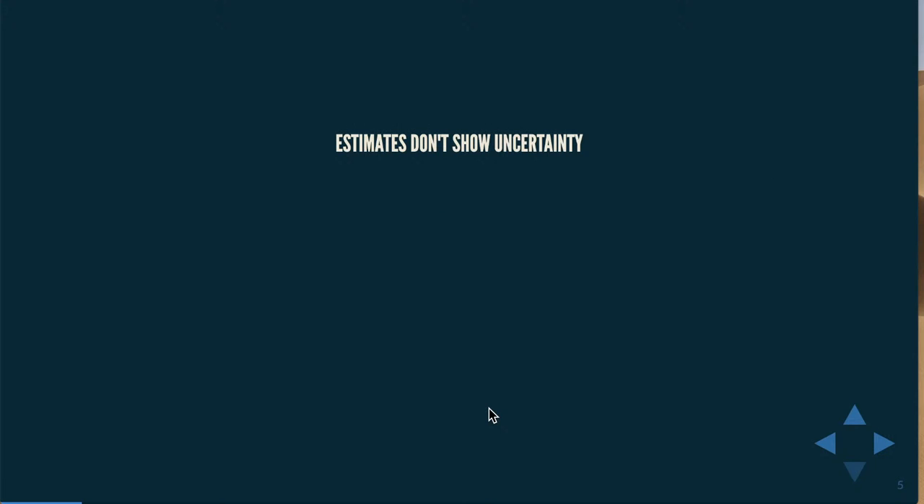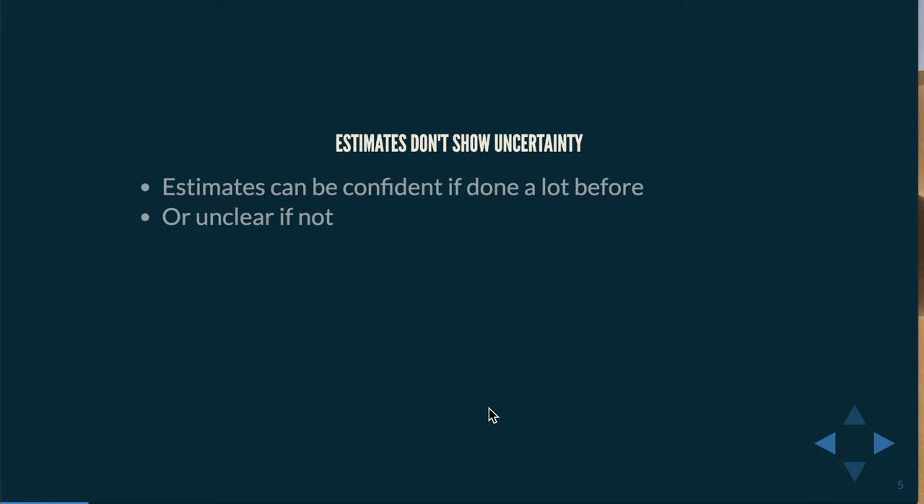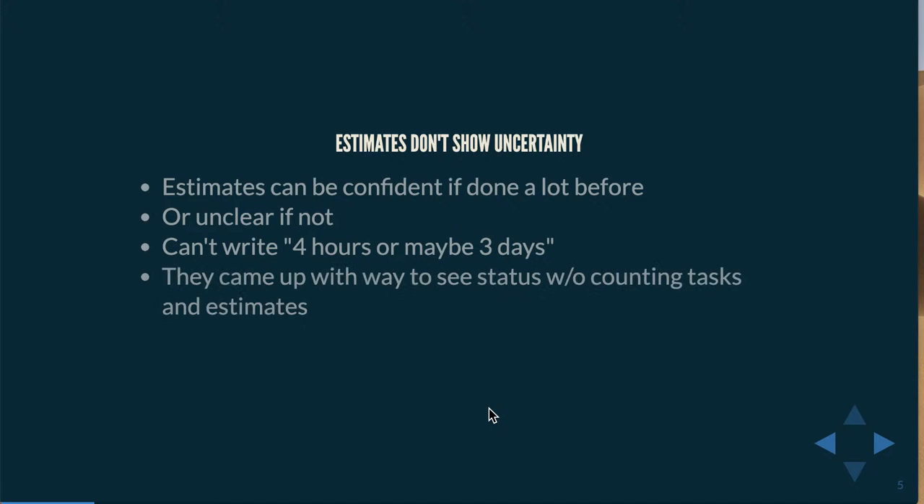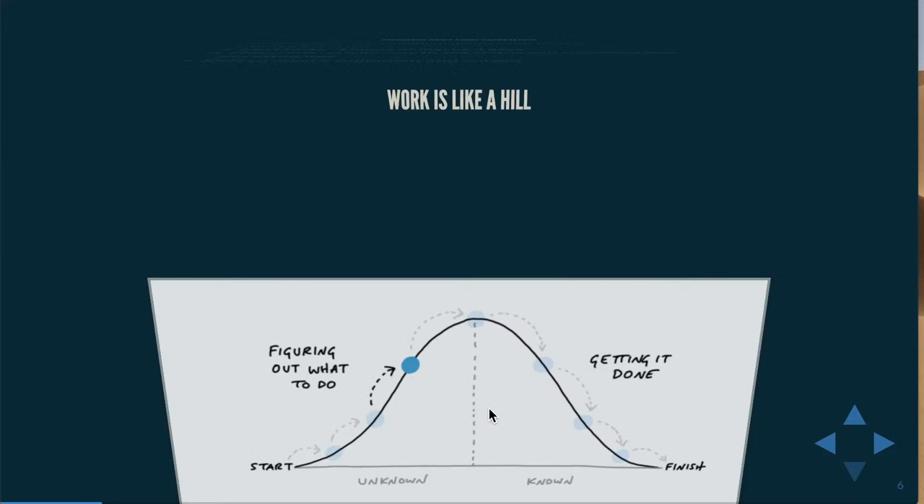I think the problem with estimates is they show uncertainty. Estimates can be confident if you've done a lot of the tasks before, but it can be unclear if you haven't done a task before. And unfortunately, you can't say, well, it'll take 4 hours, or maybe it'll take 3 days. So the way they came up with seeing status without counting tasks and estimates is going to follow up here. They shift to what's unknown and what's solved as the division points.